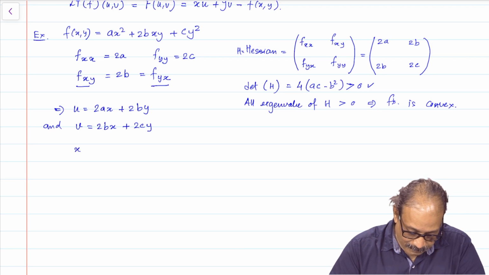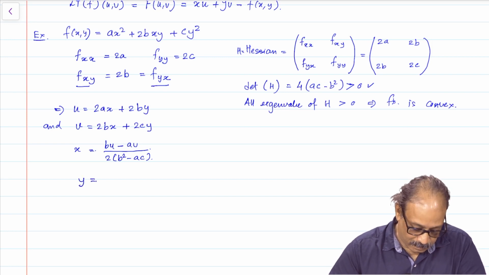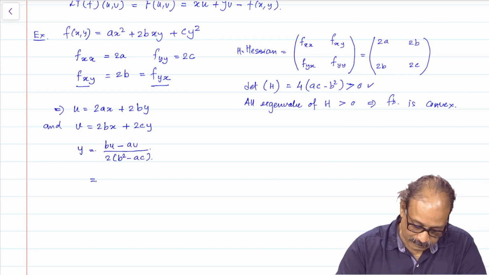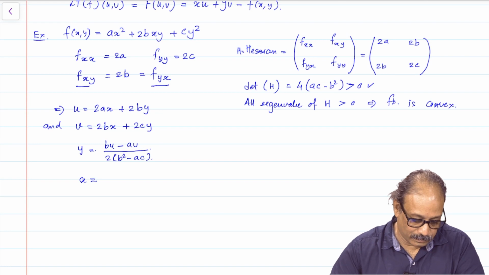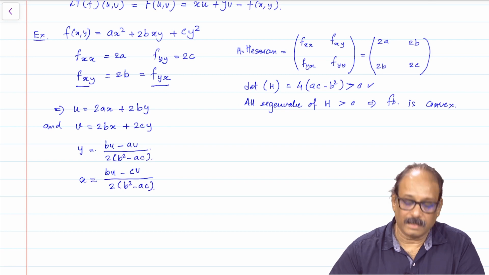So, you can get x which is equal to B u minus A v divided by 2 times B square minus A c, and y is, sorry, this is y, and x is equal to B u minus C v divided by 2 times B square minus A c.